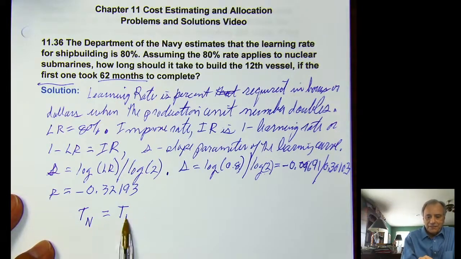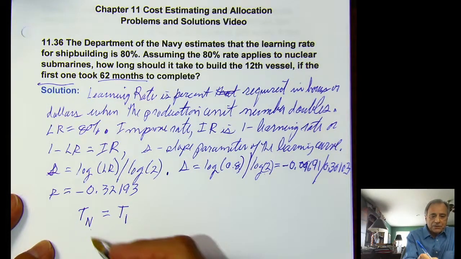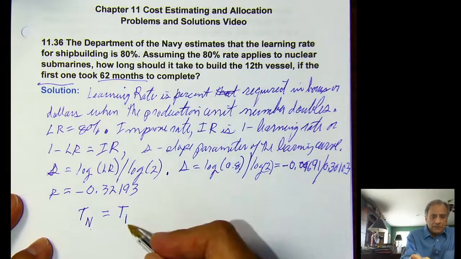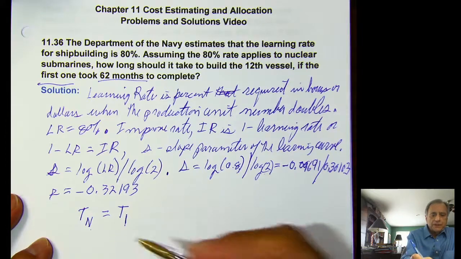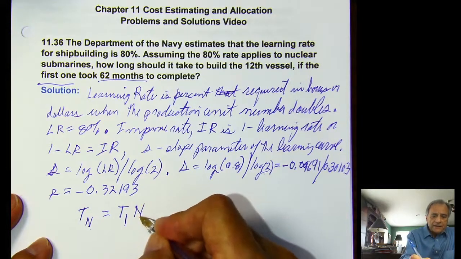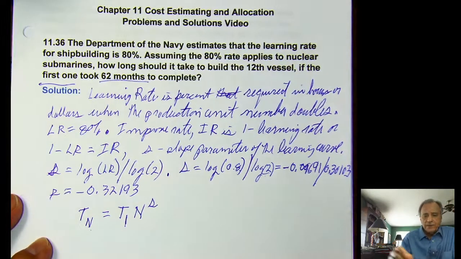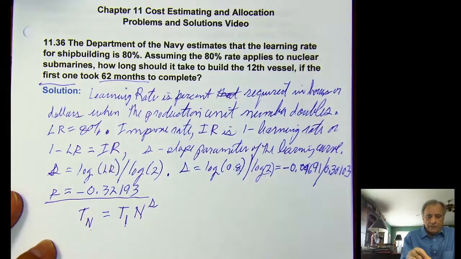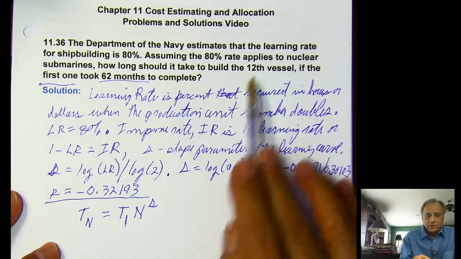This is given in months, so this is going to be in months. The number of months to produce the 12th unit, the nth unit, is the number of months to produce the first unit times n to the s power. So now we've already calculated s here. And we know n is 12. That's what we're looking for.